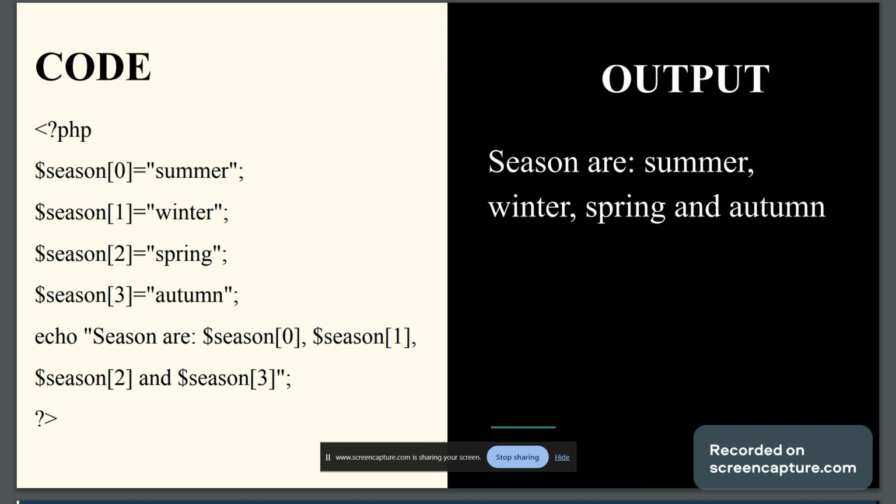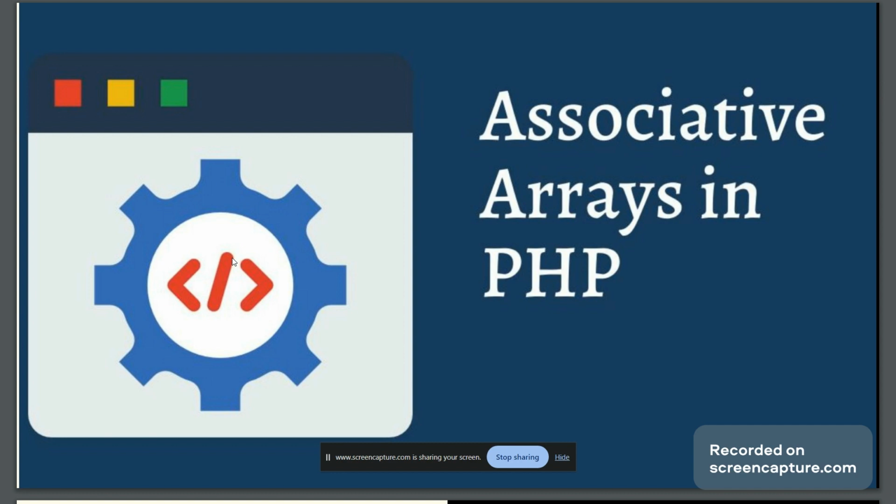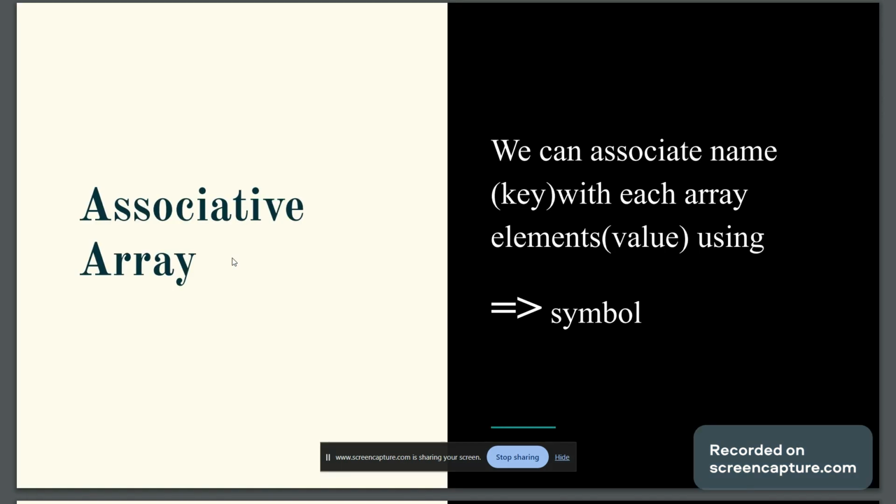Obviously it's not a very efficient way of creating an array, because if the array is of large size, we will not write a single line for every index. Moving on, how to create an associative array in PHP. Associative means one thing is associated with something. Now this associative array has two things, where the name is associated with the element, and that name is known as a key, and the element is known as a value.